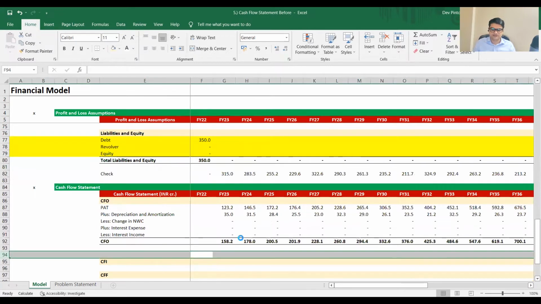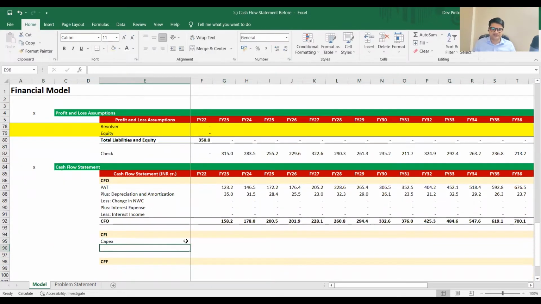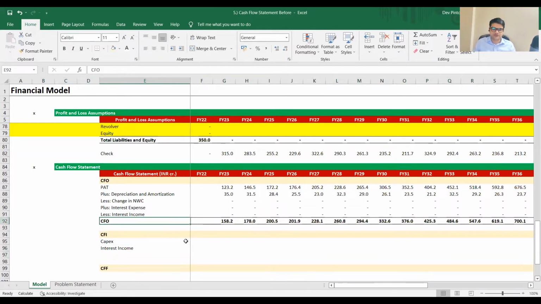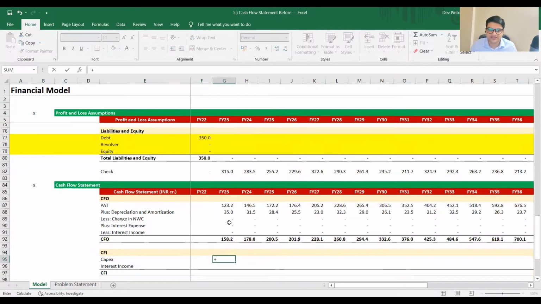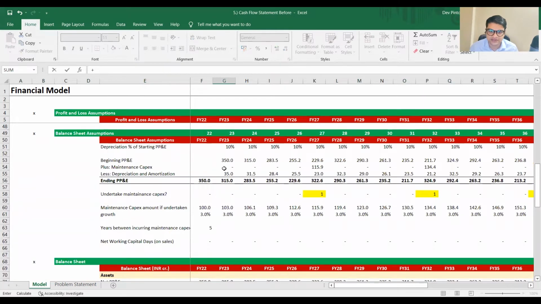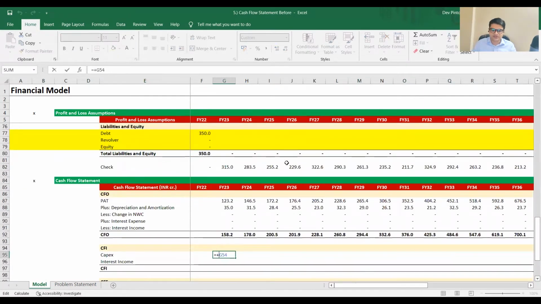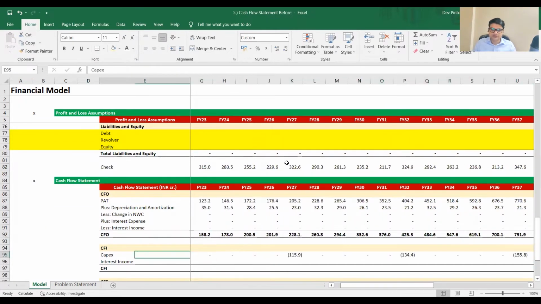Next, compute CFI, right? So what will we have in CFI? We will have capex. We will have interest income, which was the total CFI. What is in interest income? Nothing but interest on cash, right? So capex, what are the only type of capex that we have in this business? Maintenance capex, right? So let's just link it to this, but the sign is very important. Should be a negative number, correct?